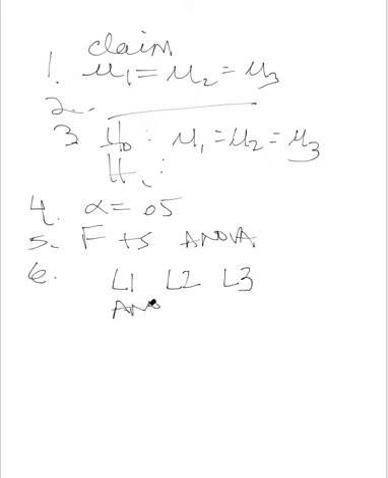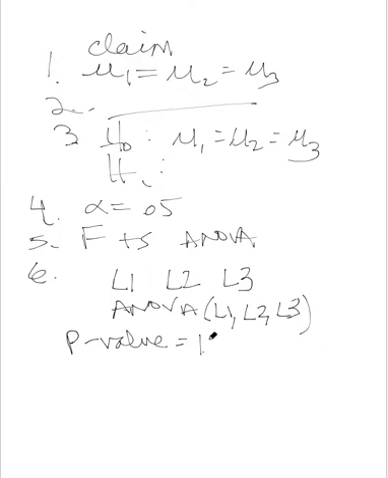I do ANOVA. It'll pop up with an open parentheses. I'll enter L1, comma, L2, comma, L3, close parentheses, go ahead and calculate. And then you should get a p-value of, see, I got 1.7911, I think it is, times 10 to the minus 8. Always look for this last part where you have e to the minus 8.